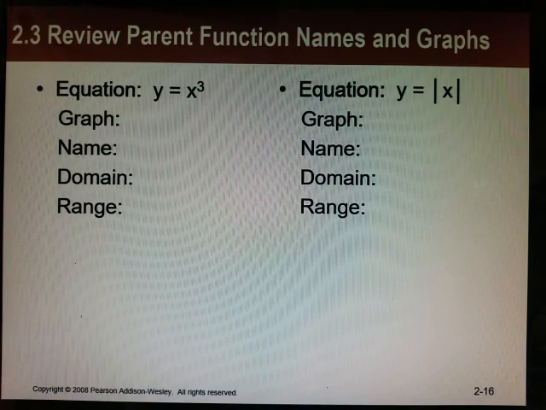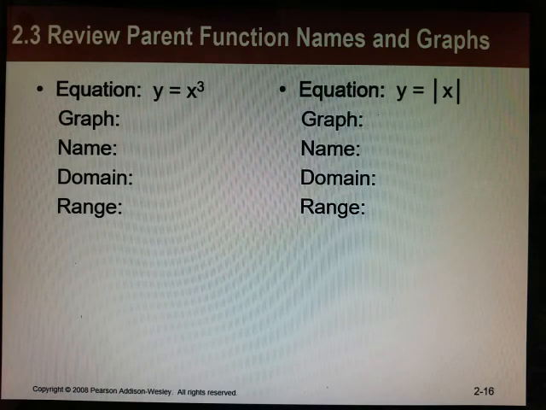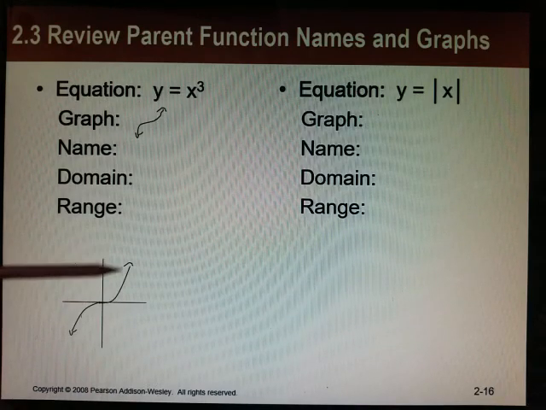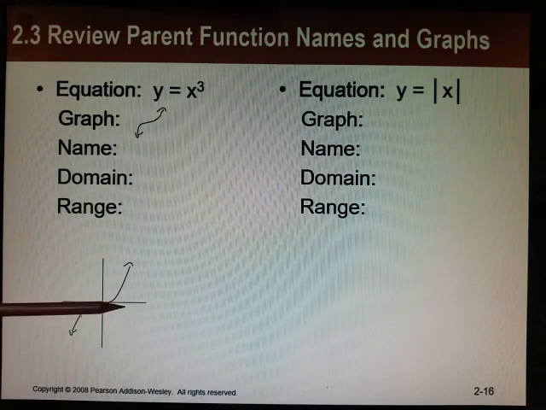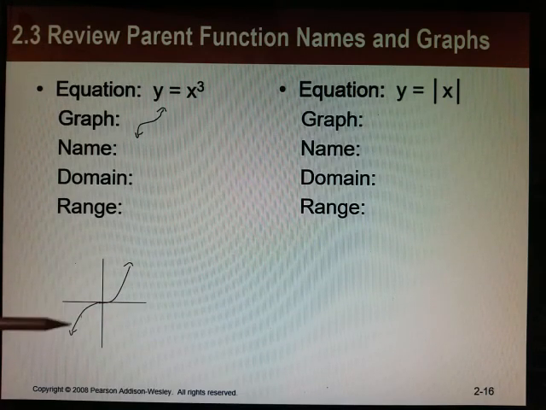All right, y equals x to the third. Pause your video, try to make this graph. So y equals x to the third, you should have done this. See, 0 to the third, 1 to the third is 1, negative 1 to the third is negative 1. 2 cubed is 8. Negative 2 cubed is negative 8. This is what the graph would look like. The name of that is cubic.